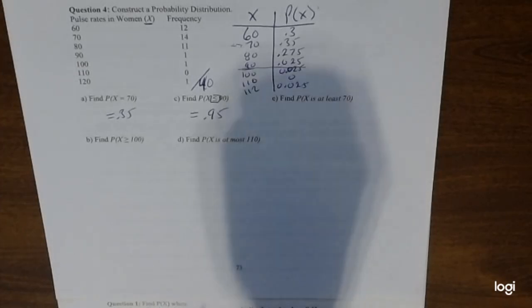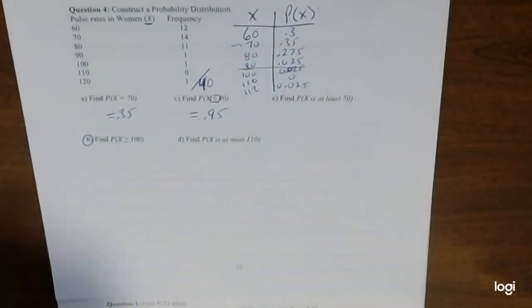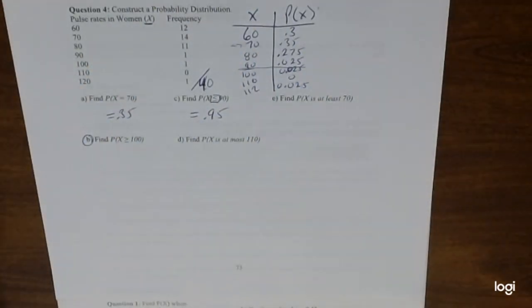So just for a little practice, why don't you try B real quick? We'll do E and D ourselves, but let's try B. Go for it. 3, 2, 1, pause it.